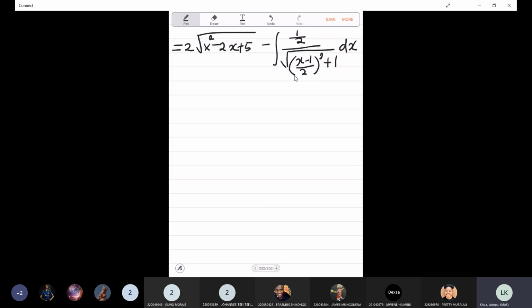So now we can just integrate this part. So we have 2 square root of x squared minus 2x plus 5. Then minus, here we have 1 plus something squared, and a square root, so that is the hyperbolic sine inverse. This is x minus 1 over 2, and then now we can add our constant of integration.